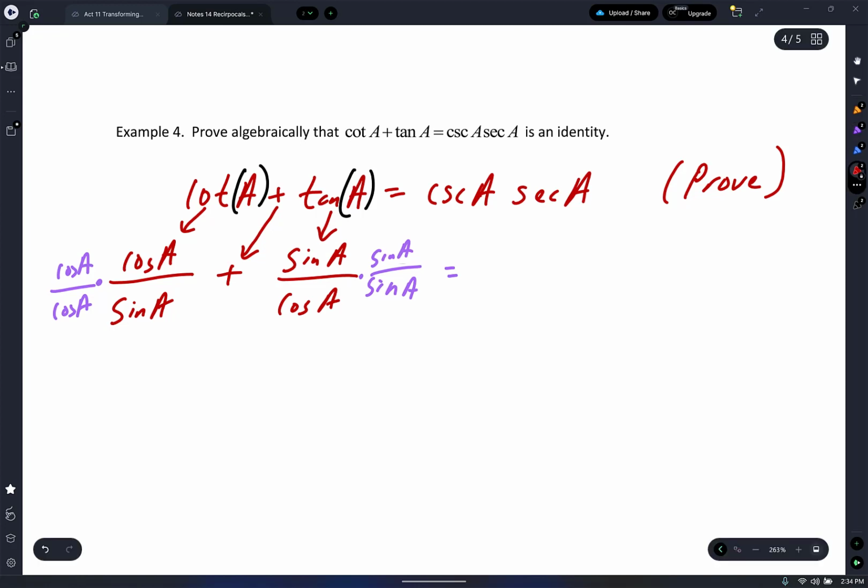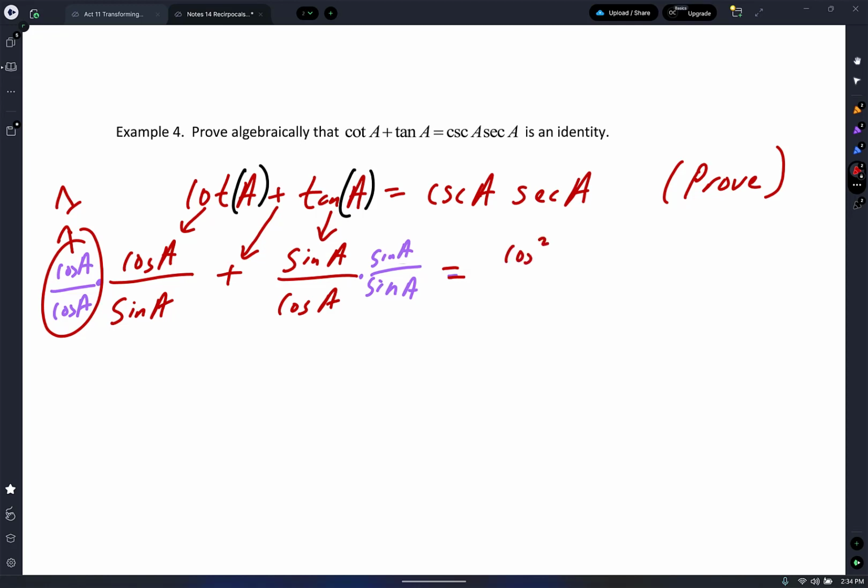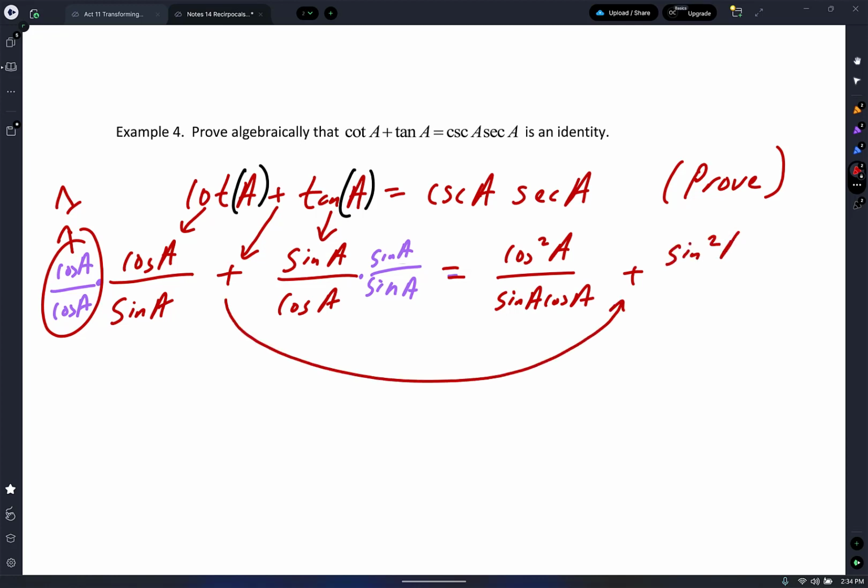When I do that, and by the way, guys, I don't want you to be a robot. Notice that cosine A over cosine A, this is just a 1. That's just a 1. Anytime you multiply anything by 1, the expression has the same value. Anything times 1 is itself. So I'm not changing the value, I'm just changing the expression. So what's cosine times cosine? Cosine squared. So I have cosine squared A over, let me write the sine A first, sine A cosine A. And then plus, that plus is this plus. And then sine times sine, sine squared, make sure to put the A over there. And I'm going to write sine A cosine A. So catch up to there and then we'll talk.